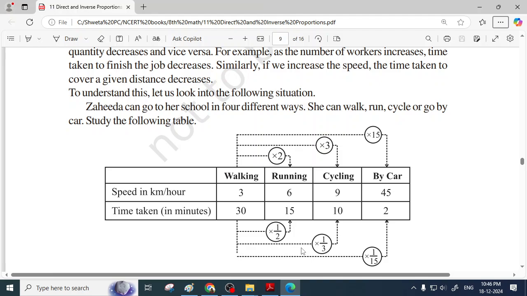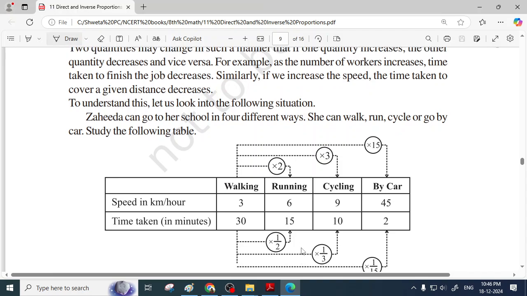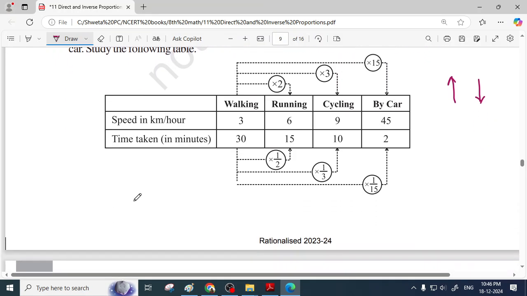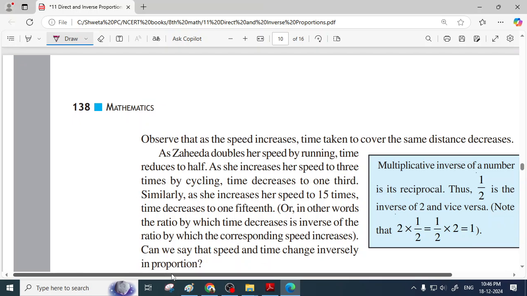Now if she goes to school on her own, then by walking it takes 30 minutes. Then running, the time decreases because the speed increases. By cycling, the speed becomes 3 times, so the time reduces by 1/3. Similarly, by car, the time required decreases. So as speed increases, time required decreases. Such a relation is called inverse relation or inverse proportion.